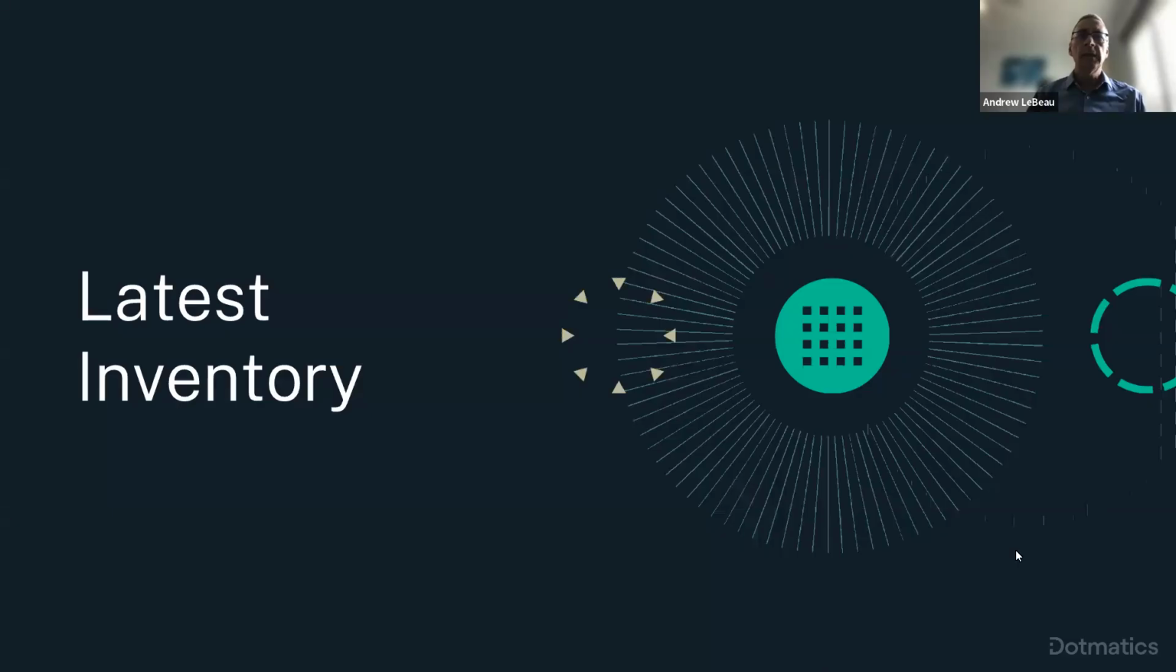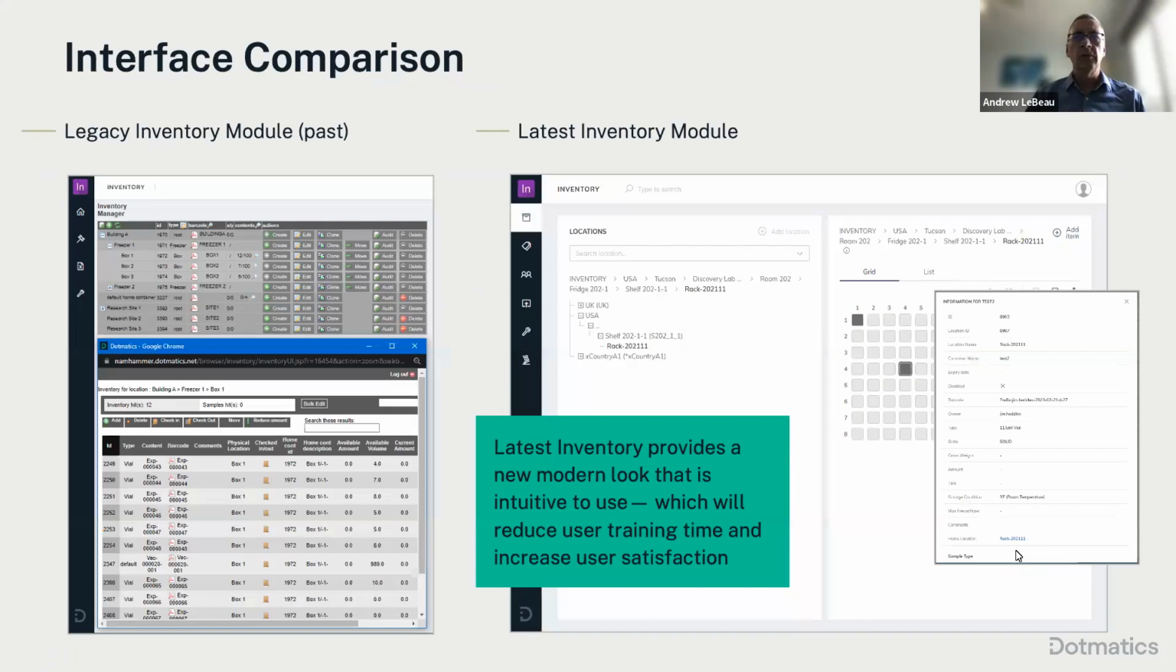All right, so with that, let's dig into more detail on some of these key large areas of enhancements. First is going to be around latest inventory, this new inventory module. In terms of terminology, because both modules will exist for some time as we gradually transition from the older one to the newer one, we're going to refer to them as legacy inventory for the previous version and latest inventory for the new one.